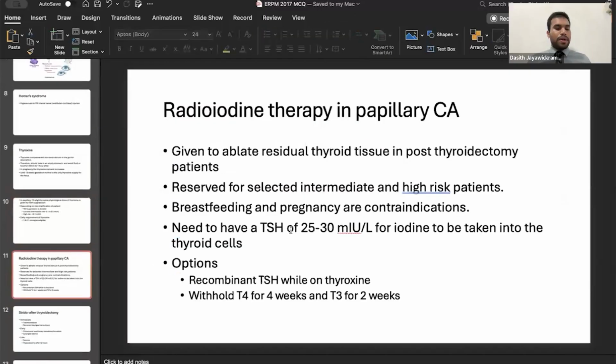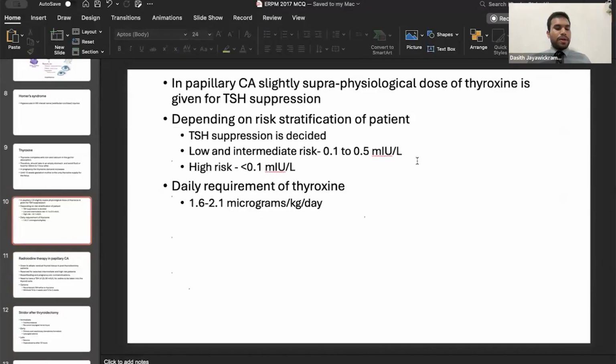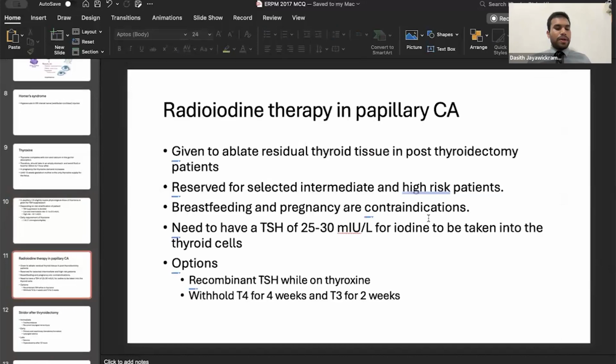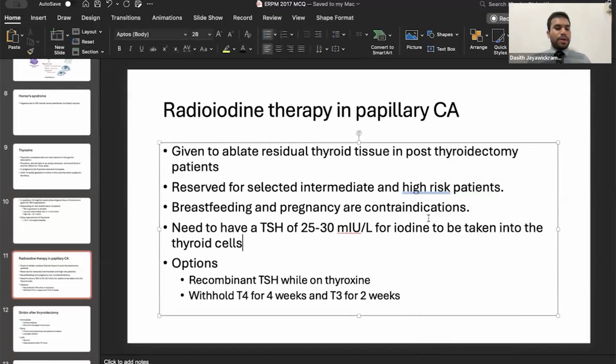So as I said, recombinant TSH is given while on thyroxine, the TSH level is about 0.5. But what we need is almost 25 to 30. So imagine the difference. So for that, we should stop the thyroxine or give the recombinant TSH. Okay. And this radioiodine therapy is an absolute contraindication for breastfeeding and pregnant patients. Okay.